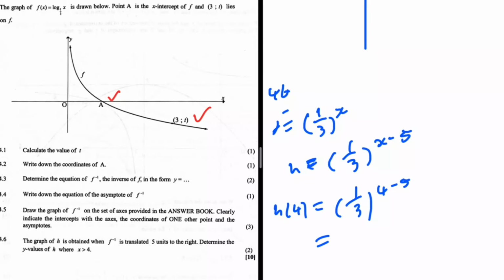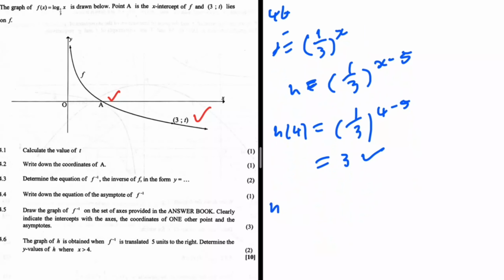So h of 4 is equal to what? Is it equal to 3? It's supposed to be equal to 3, so minus 1 is equal to 3. So h of 4 is equal to 3. So let's find out what h of 5 is equal to. So h of 5, that will be 5 minus 5, 1. Okay, h of 6, bear with me, you'll see what I'm doing. H of 6, therefore, is 6 minus 5. So that is 1 over 3.